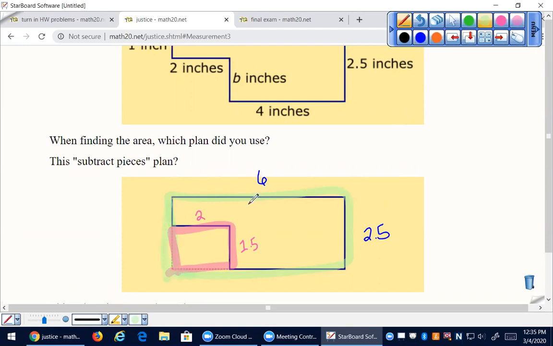So 6 and 6 is 12, and half of 6 would be 3 more, so 15. So this is 15 square inches. And then 2 times 1.5? 3, right? 2, and then half of 2 is another 1. So 3 square inches. So then our area would be the 15 minus the 3, which is 12 square inches. So that's one way to do it.